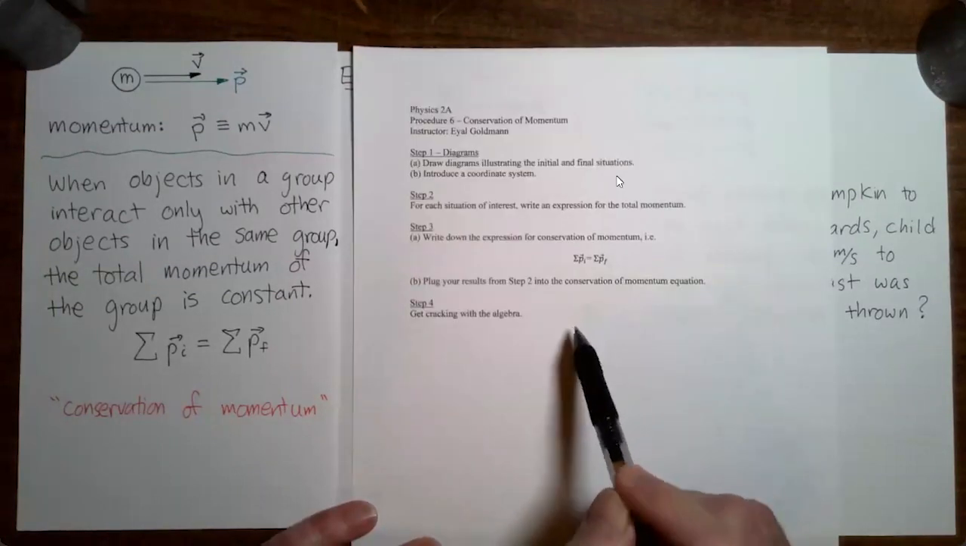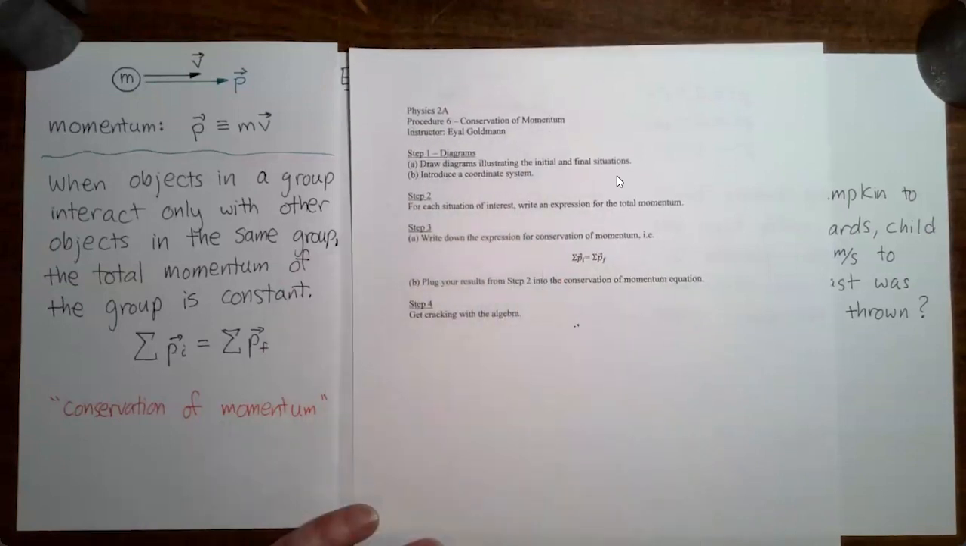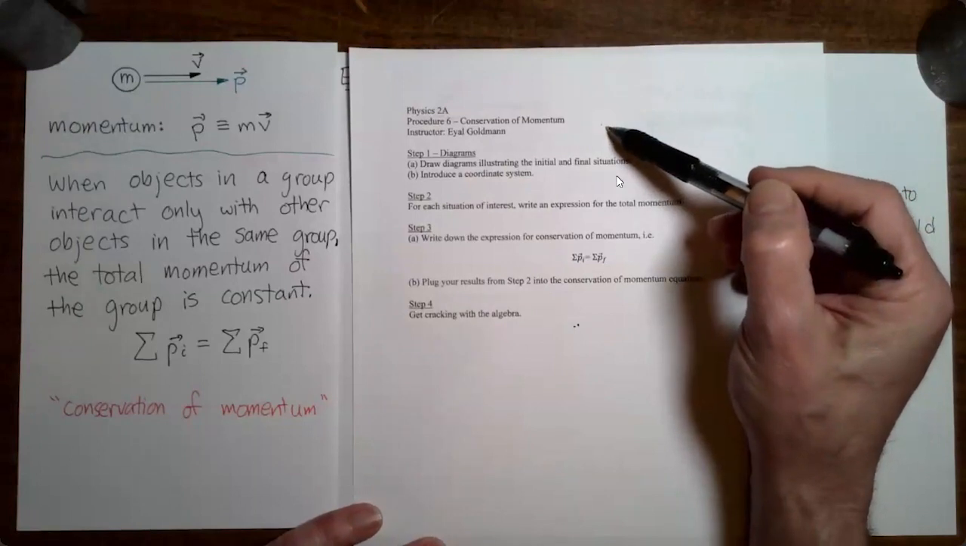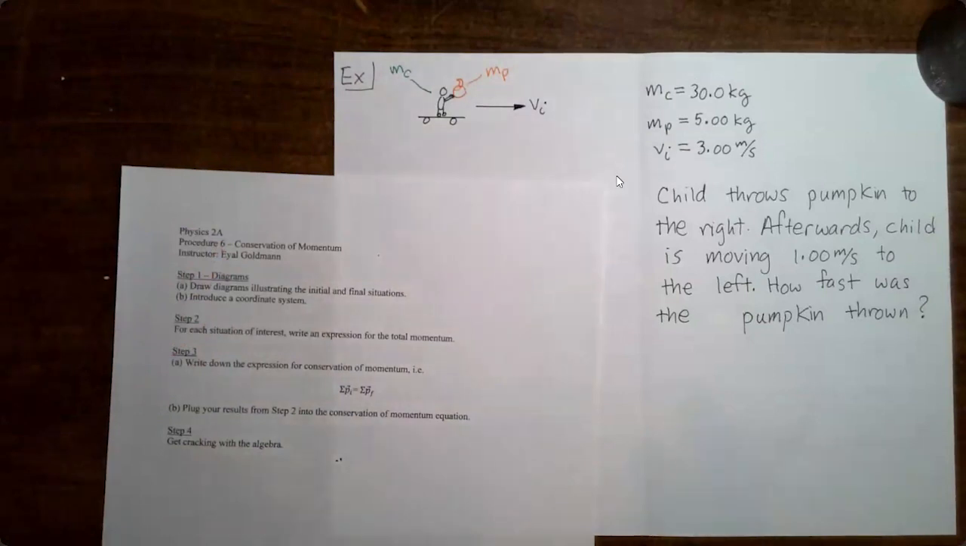In this class, when we use conservation of momentum for problem solving, we're going to use this handout, Procedure 6, Conservation of Momentum. This handout is provided in the module introduction. So let's look at the problem that we're going to solve.